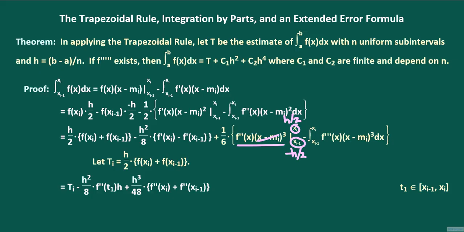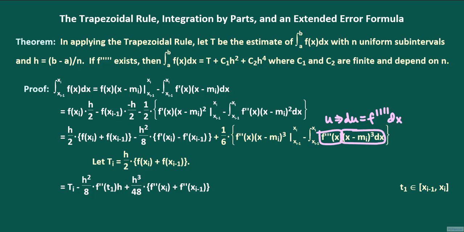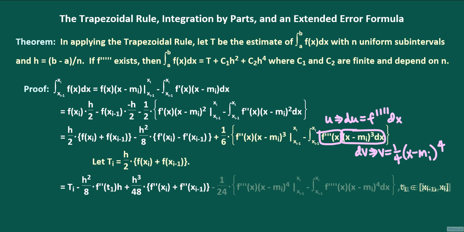We apply integration by parts to this integral, with u equal to f triple prime, so that du equals f quadruple prime dx. x minus m sub i cubed dx is dv, so that v is 1/4 times x minus m sub i to the 4th power. And this is the result.